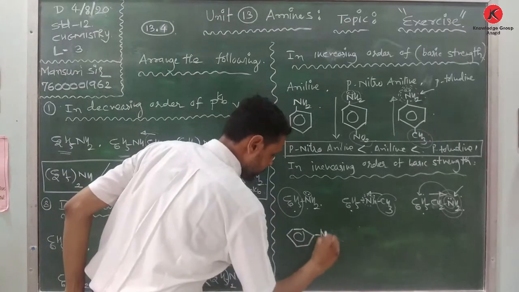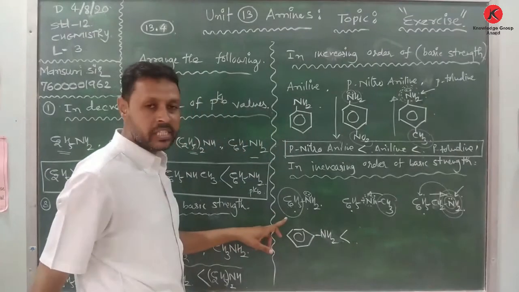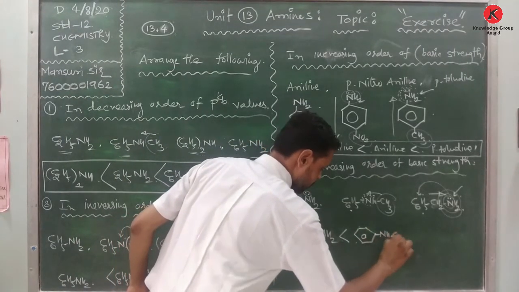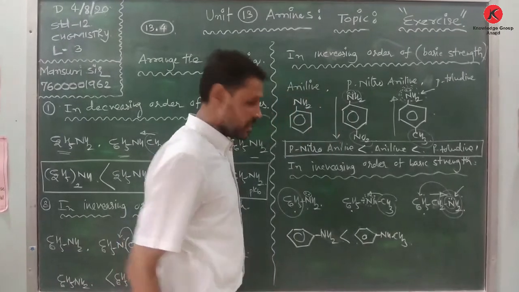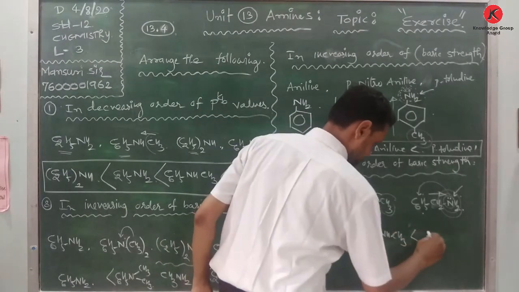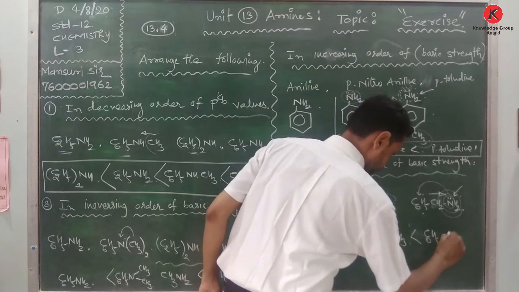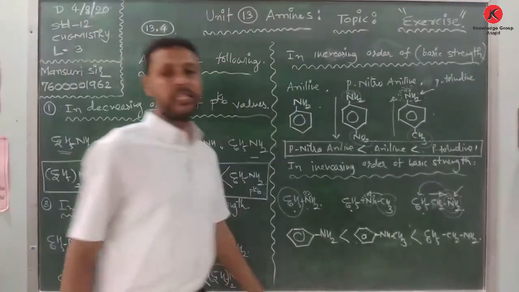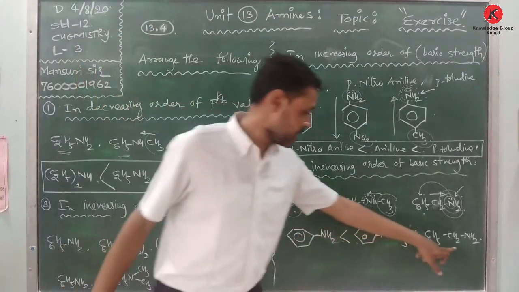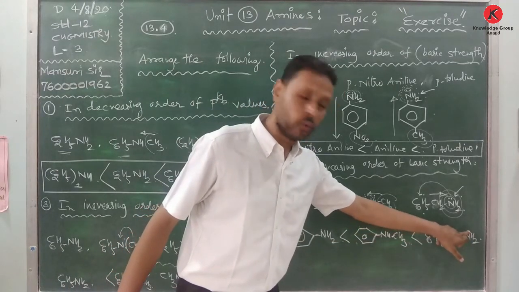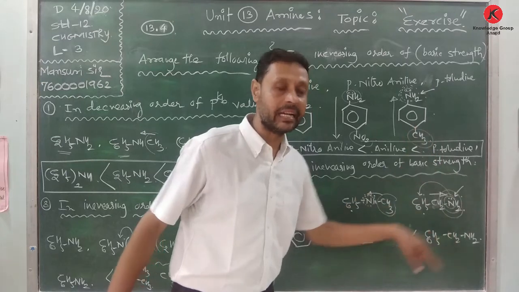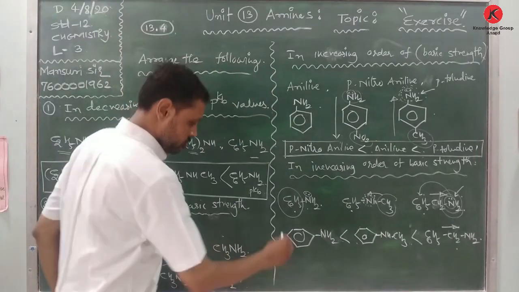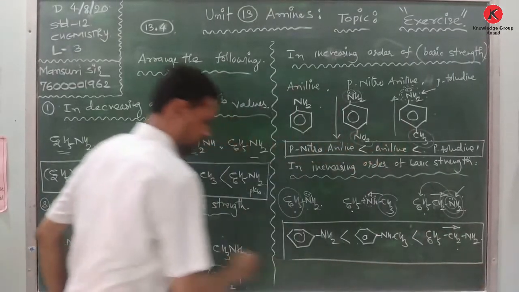I will write over here less basic strength, thereafter more basic strength, and thereafter most basic strength over here, because this is a benzyl group and NH2 does not attach to benzene directly, so here the plus I effect will be more in proportion. So this is the answer. Okay.